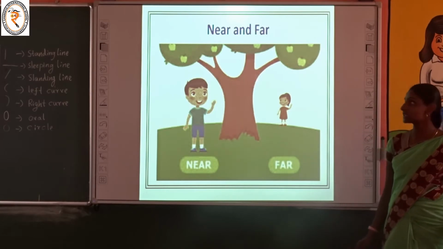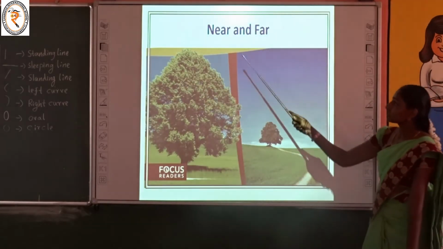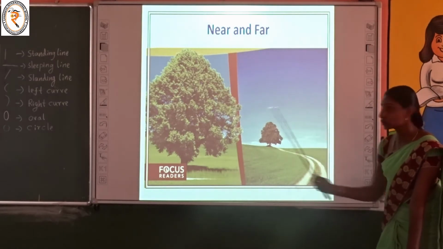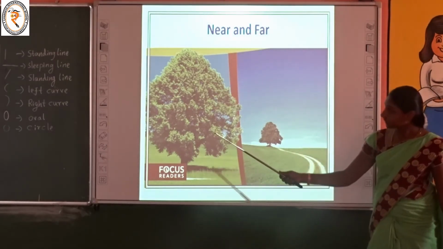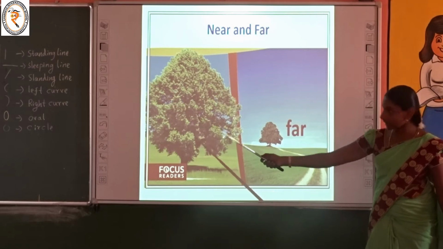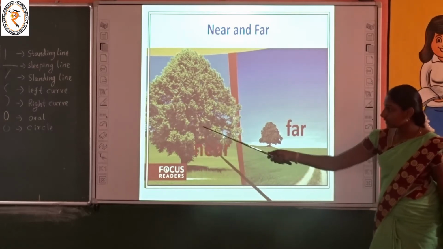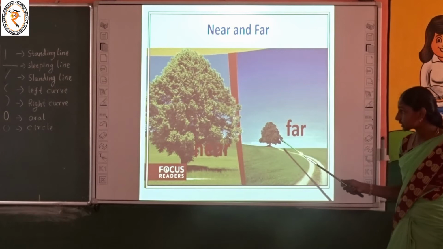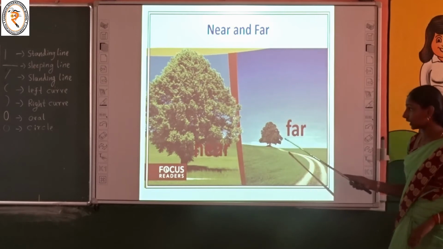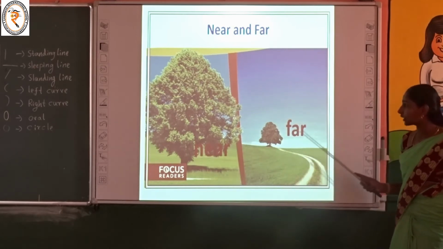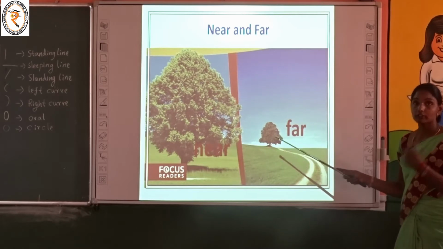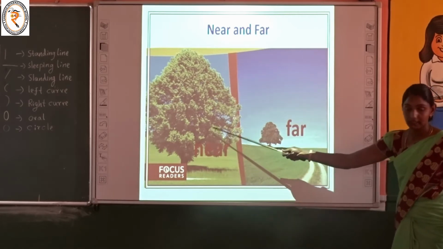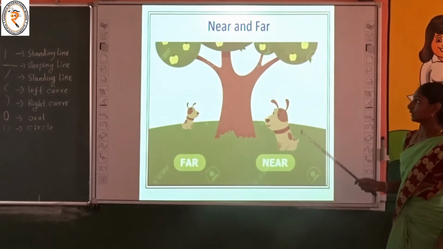Shall we see some more examples? See here. Can you see the trees? There are two trees. This tree is near to us. This tree is far from us. The distance is very long. This tree is far from us. This tree is near to us. Okay, see the third example.